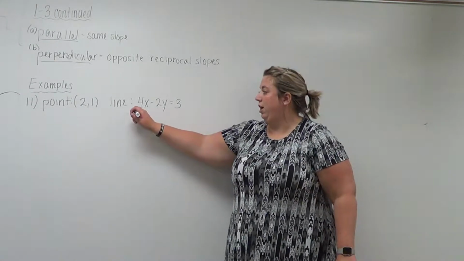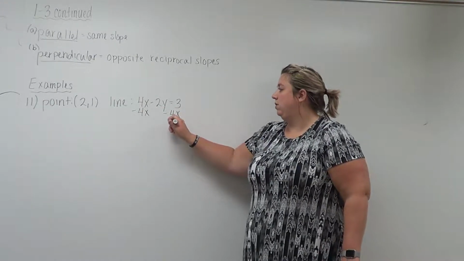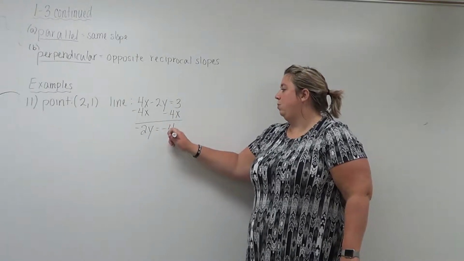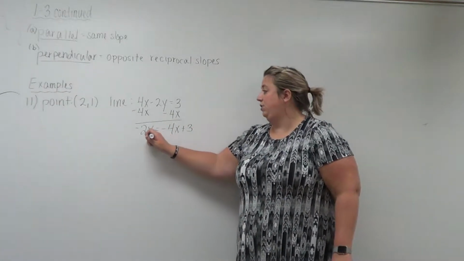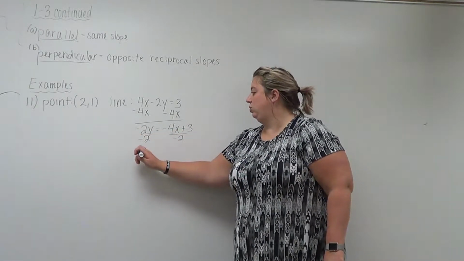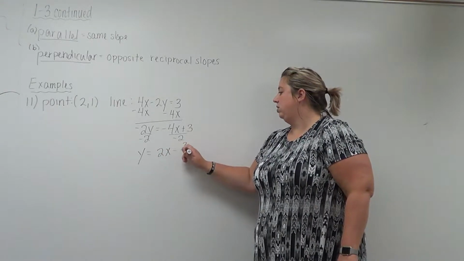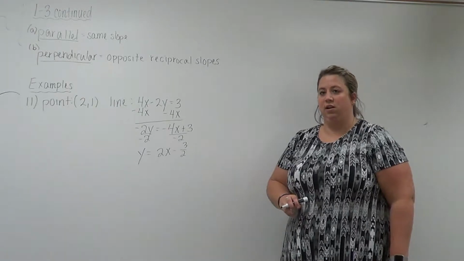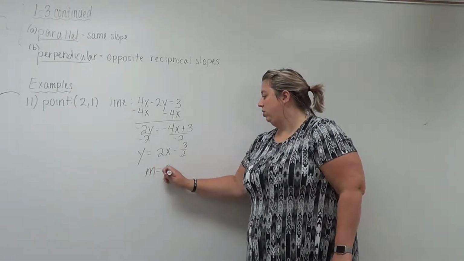You have to solve for y. So I have to subtract 4x. Then what? Divide by negative 2. So this equation is y equals 2x minus 3 over 2. So what is the slope of this line? 2 over 1. Good.